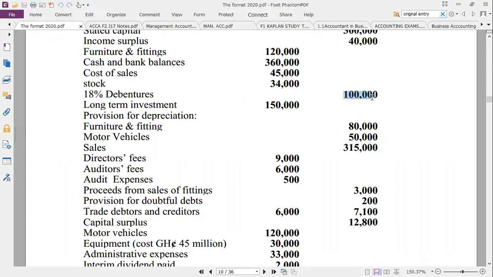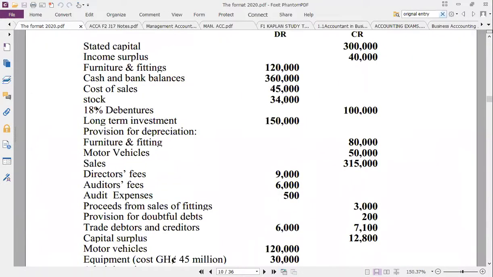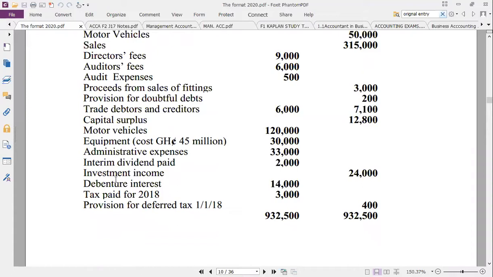18% on the 100,000 will give us 18,000. If this 18% is not in a question, you cannot guess your own percentage. Then the debenture interest that you see here will be the one we key in. So if this 18% is not in the question, or in a footnote anywhere, then we will just select this debenture interest, 14,000, as the finance cost.